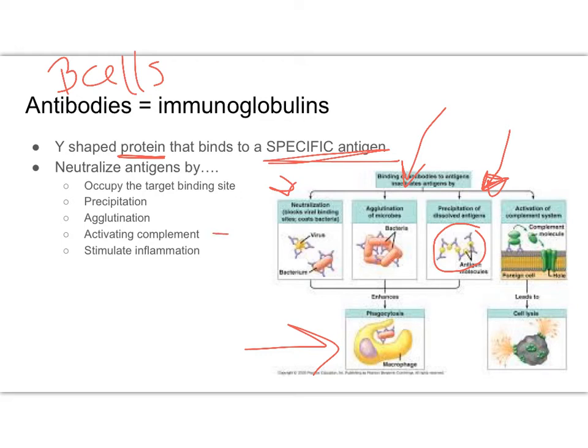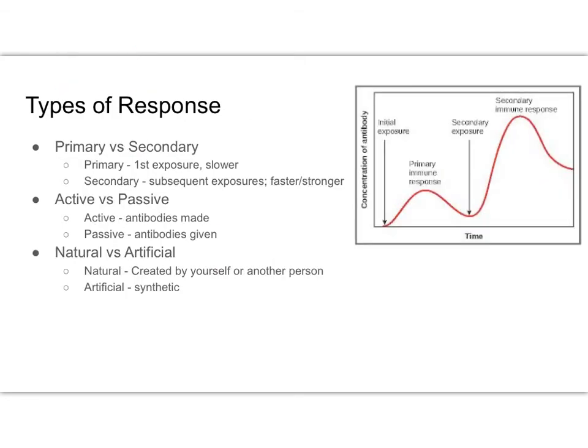Another thing that the antibodies can do is they can activate that complement system. Remember, that complement system makes those membrane attack complexes that poke a hole in the membrane, and so the cell will eventually lyse and the cell will die. Antibodies also can stimulate inflammation, right? Bringing more white blood cells to the area, bringing more blood to the area, the swelling, the increase in heat, all things that can impact the antigen's function.